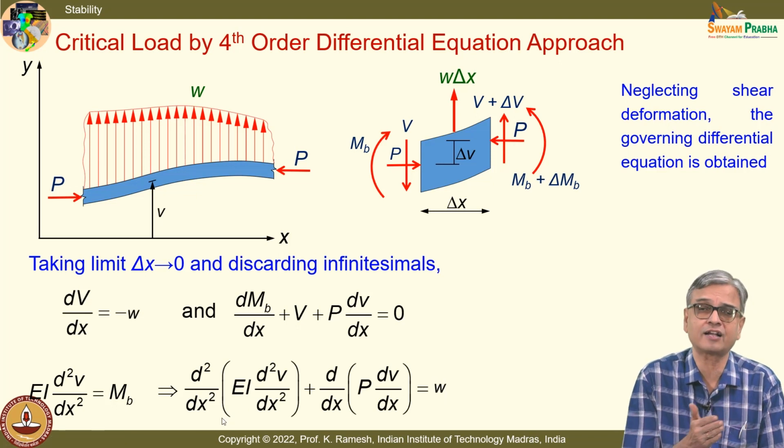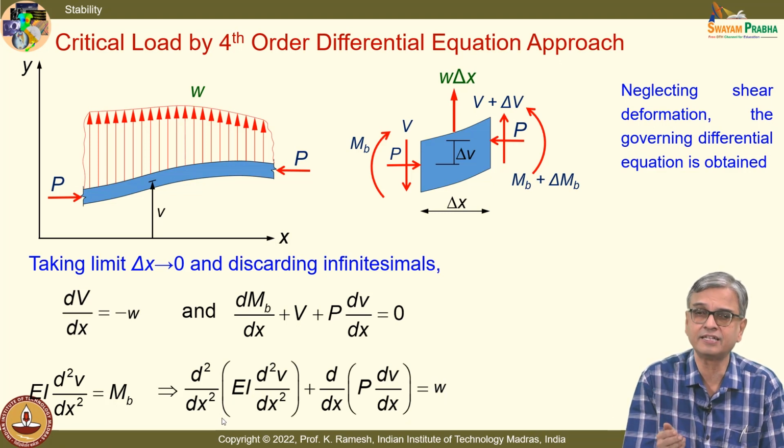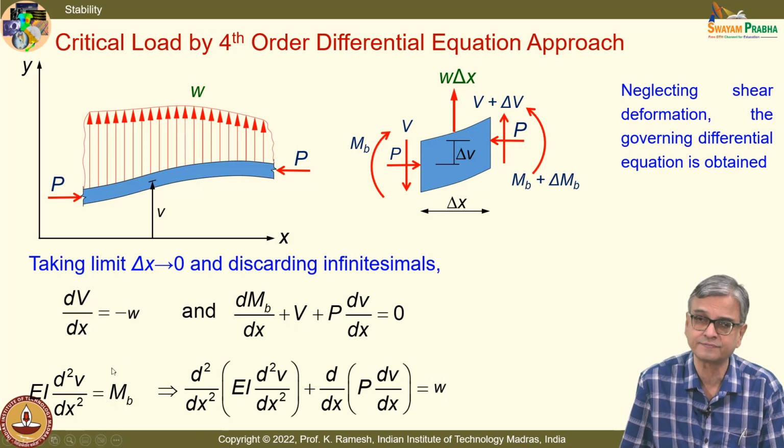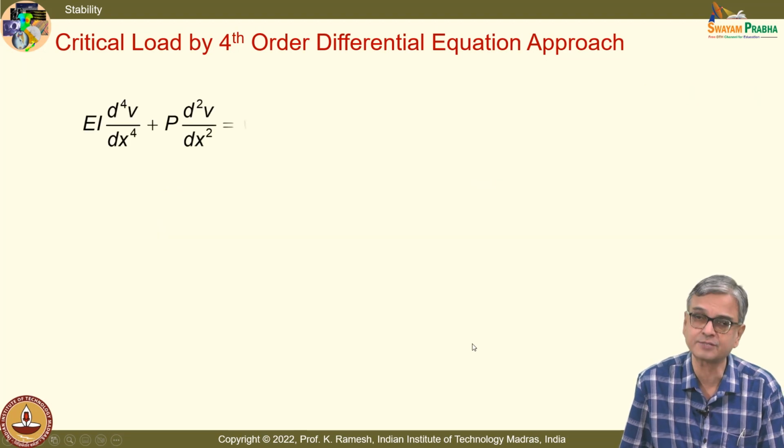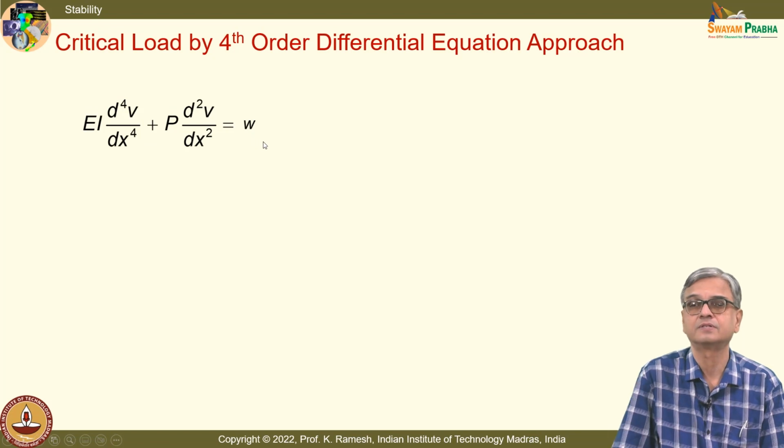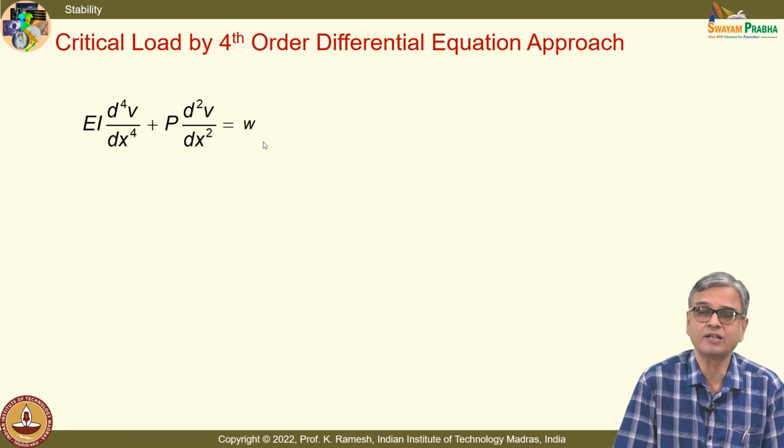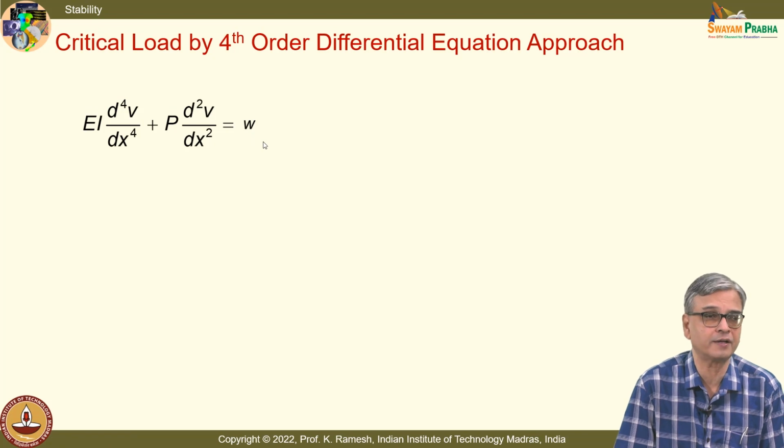Suppose I consider a cross section which is of constant cross section and the material is the same material, then I can take EI also out. I can take this out and get the final expression as EI d power 4 v divided by dx power 4 plus P d squared v by dx squared equal to w. So, we have got the governing equation for buckling of columns.